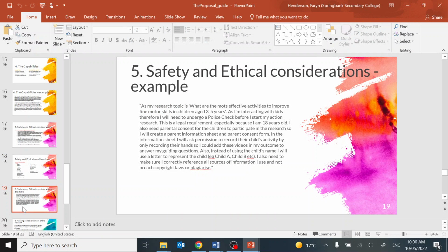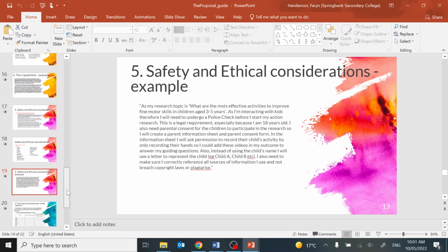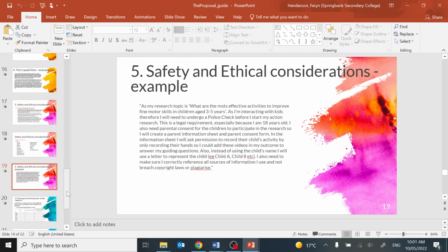Okay, and again, here are some questions. Now, this one's a really interesting one because they actually went to work with children. There was actually some legal stuff that they needed to consider, which is really, really important, especially if you're looking at doing any kind of observational research. You just need to be super mindful about your own safety and safety of others. So if you have any concerns or questions around that, please just ask your teacher or send me an email.